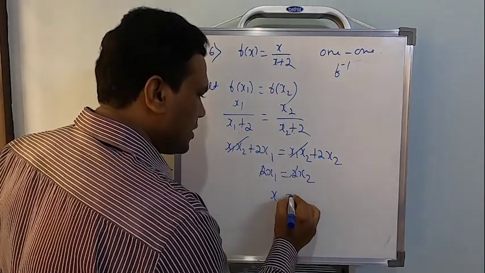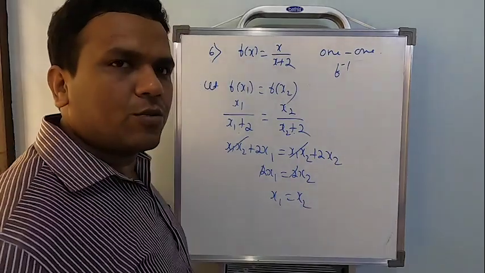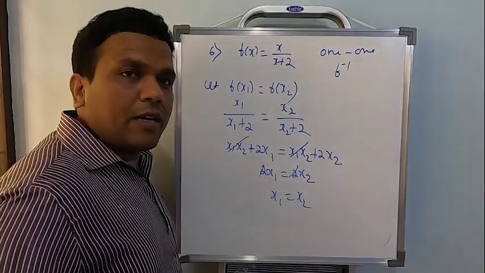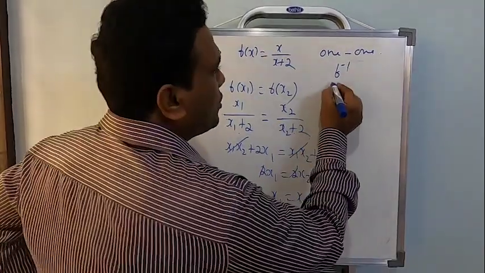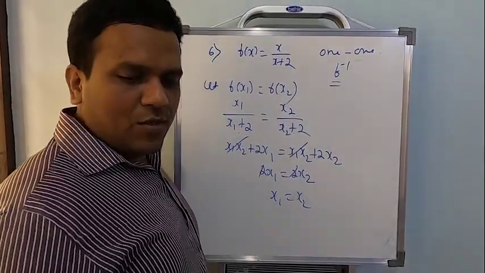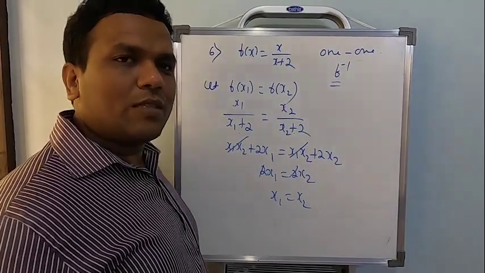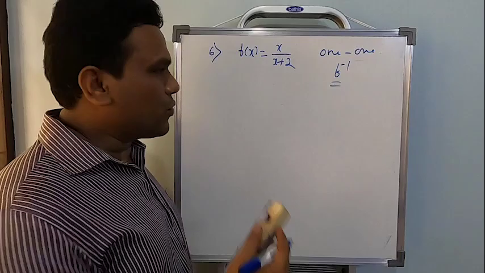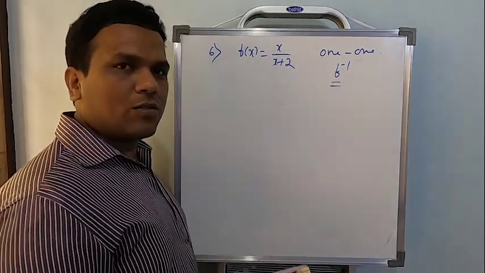Eliminate 2 also. So x1 equal to x2. Got it? So we have done with the 1-1 condition. Now the thing is to find out f inverse. So I will still suggest you to go with the composition what I started today. To find it, actually, we can show onto and we can conclude it also.